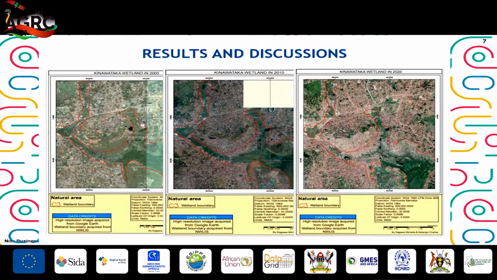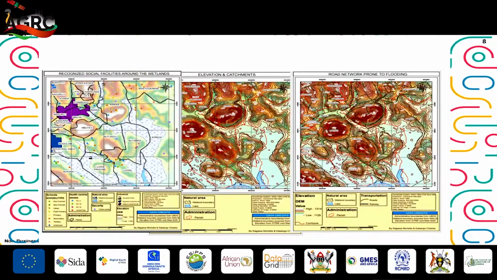And the boundaries of the wetlands stay constant, but as you can see over time, there have been encroachments from people that are constructing, and therefore, given that these wetlands are actually water catchment areas, as you can see from the elevations and catchments, we also got the roads that are available, and you would see that individuals are actually constructing in such areas.